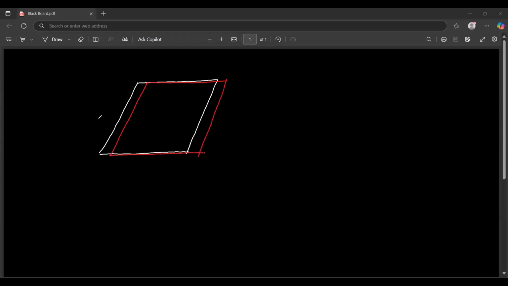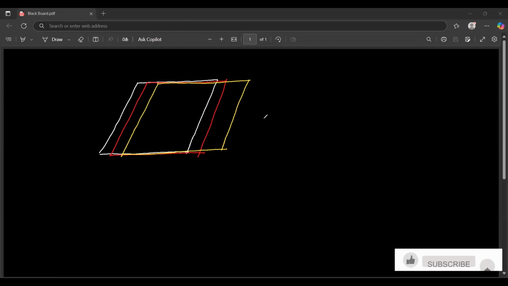I'll use another color. So we have three planes, and these three planes are overlapping with each other, which means they are the same equation, but given using different numbers. That's all.